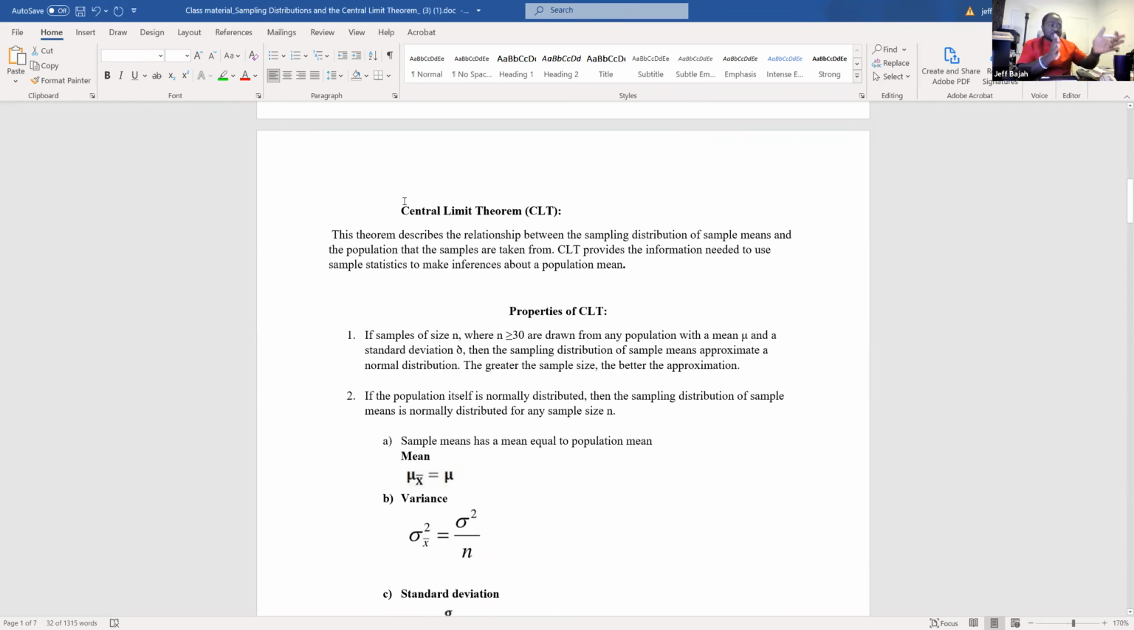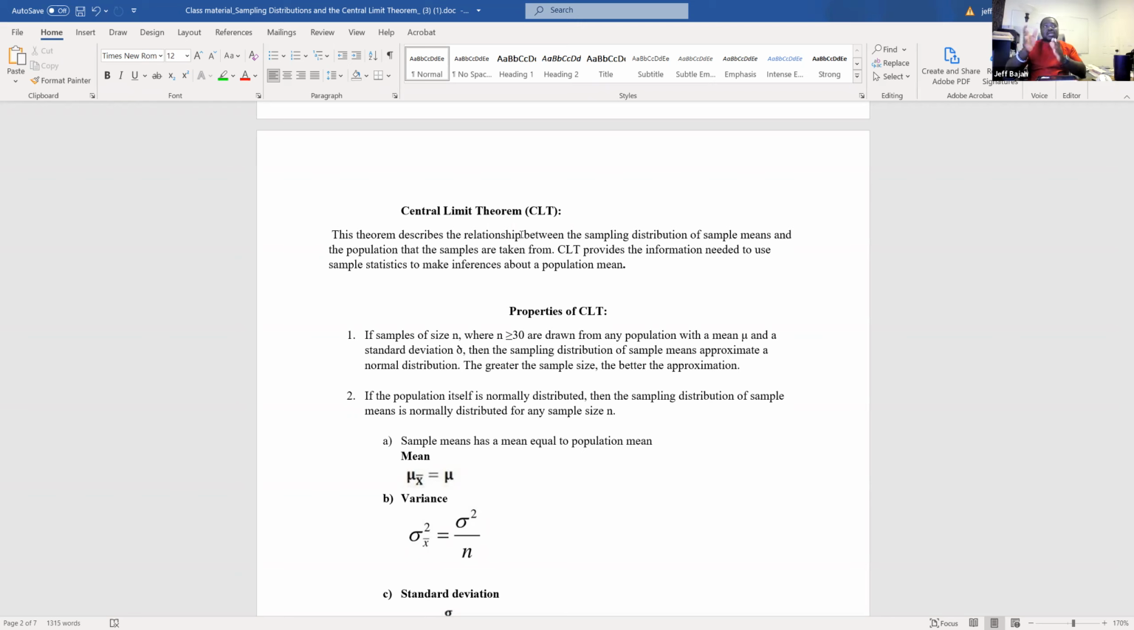Central limit theorem and sampling distribution are just brothers and sisters, basically. Because it's a theorem that describes the relationship between what? The sampling distribution of sample means and the population that the samples are taken from. So what CLT does is it looks at the relationship between the sampling distribution and the population from which the sampling distribution is pulled out. So it's looking at all those numbers that we had, 1, 3, 5, and 7. The relationship between the two of them is called CLT.